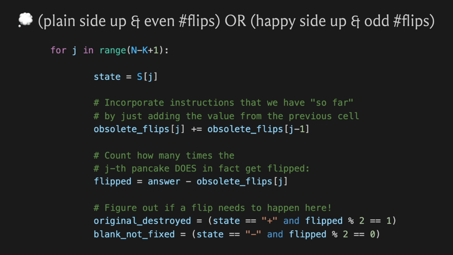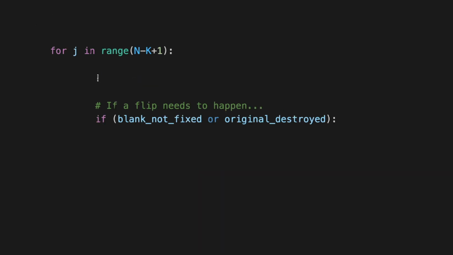So original destroyed is true if the original state of the cookie was a plus or a happy state, and the number of flips is odd, which is to say that you actually destroyed what was correct to begin with. The other variable is blank not fixed, which is to say that the original state of the cookie was that it was plain side up and the number of flips is even, so we still have work to do here. So if either of these variables happen to be true, then we should actually go ahead and make a flip.